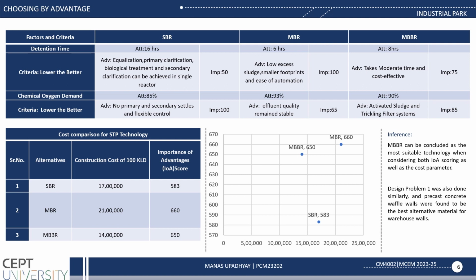The SBR is 17 lakhs, and the IOS score given is 583. For MBR, it is coming 21 lakhs, and the IOS score we have found is 660. For the MBBR, 14 lakh we have found, and the score is 650. Out of this, MBBR can be concluded as the most suitable technology as per the IOS score as well as the cost parameter.